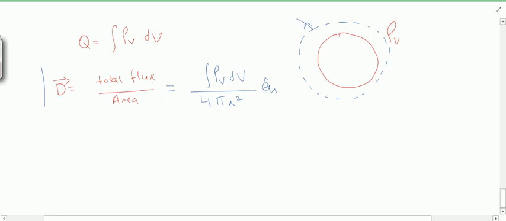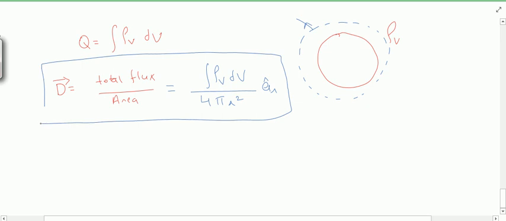I mean, what will be the direction of electric flux density? Perpendicular to the surface which I am taking. So as it is a sphere, I can take this in spherical coordinates and write ar cap. So this will be the electric flux density due to a volume charge. You can simply replace the flux by the charge in the area which I am considering.